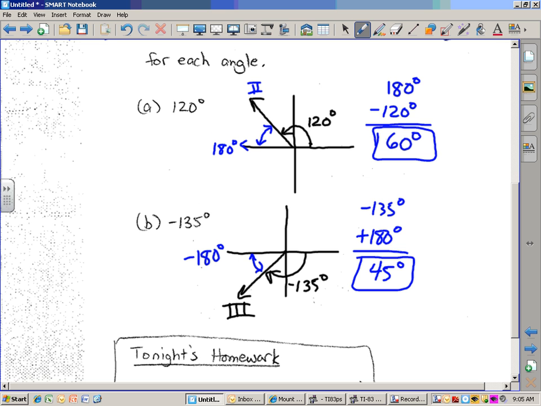Okay? Both of these reference angles must be positive. So let's say you subtract in the wrong direction. Let's say you take negative 180 minus negative 135, or plus 135 degrees, and you get negative 45 degrees. A distance is not allowed to be negative. It's a distance. It's always positive. So if you do end up getting a negative, simply take the absolute value and make it positive. The reference angle is a positive angle between 0 and 90 degrees.